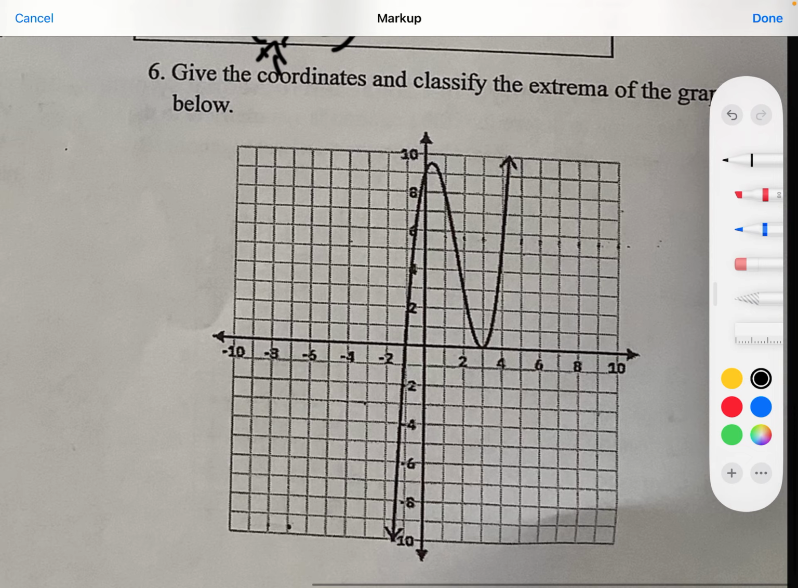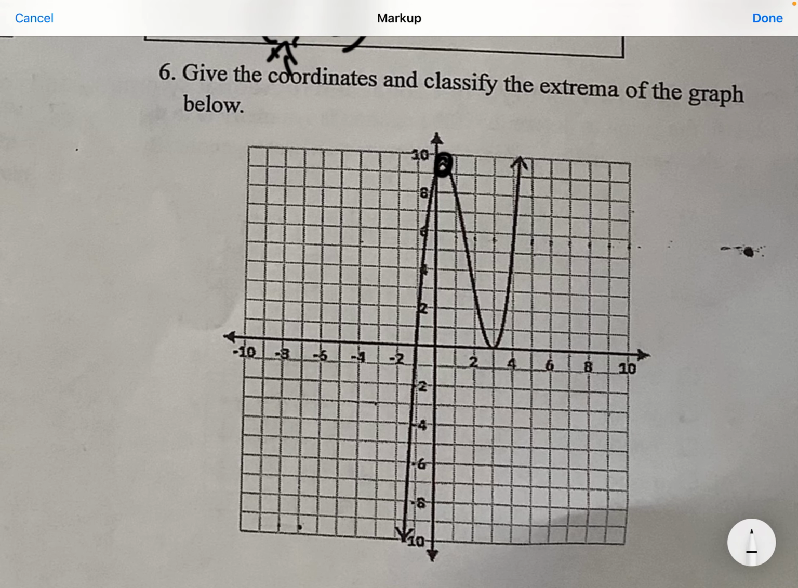Give the coordinates and classify the extrema of the graph below. Wherever it hits a maximum, wherever it hits a minimum.